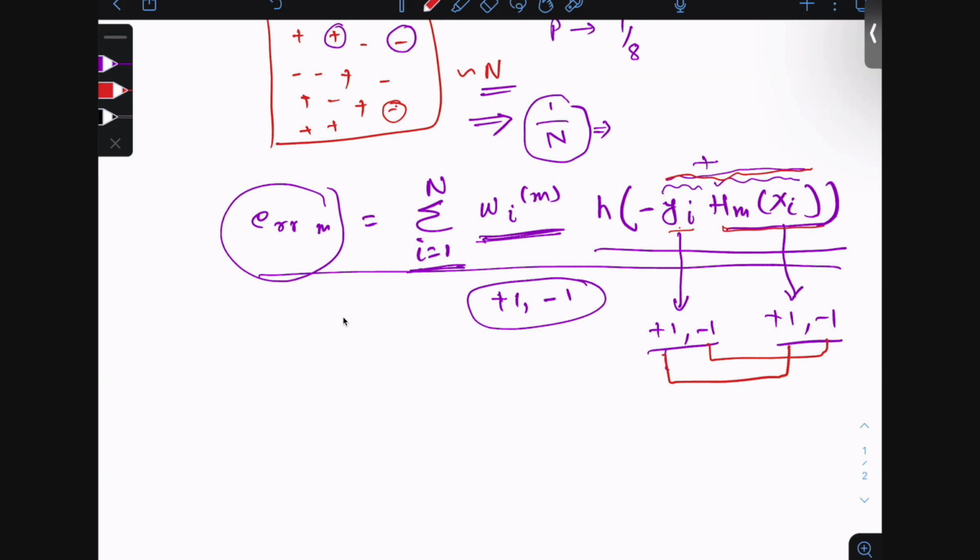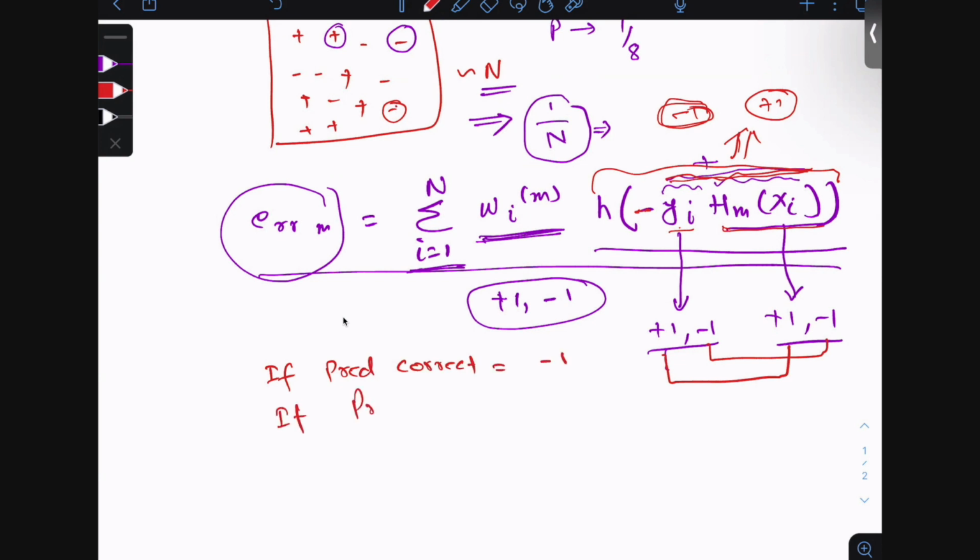So if my ground truth is the same as my prediction, that means the mth classifier is predicting that observation correctly. Then what will this value become? -1, -1 becomes +1, and +1, +1 becomes +1. This whole value will become +1, and the negative of that will become -1. So let me write: if prediction is correct, this value will be -1.